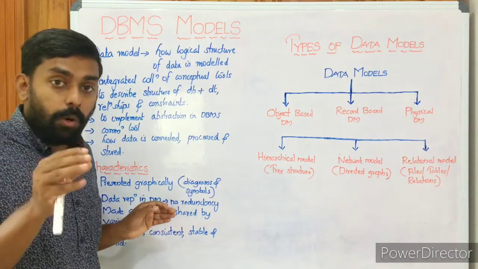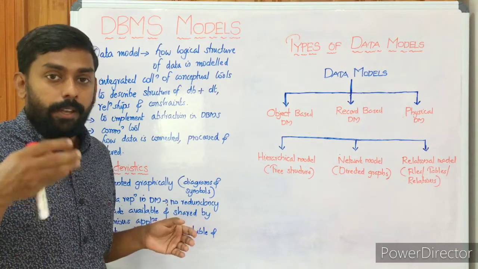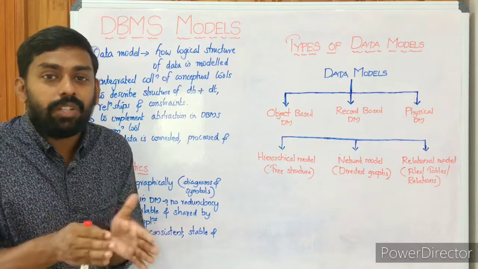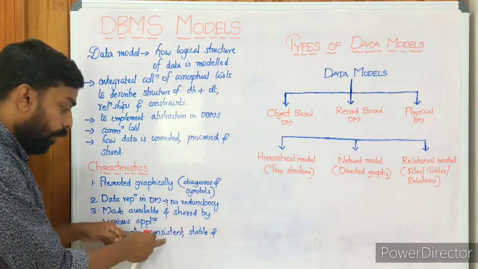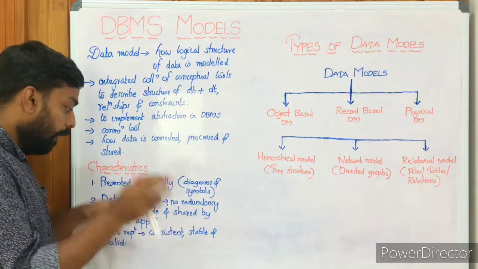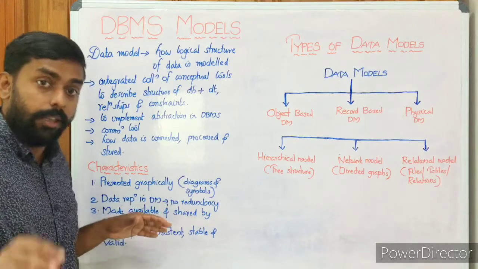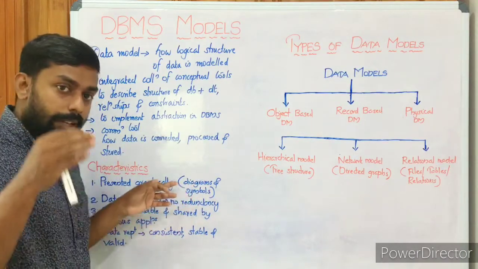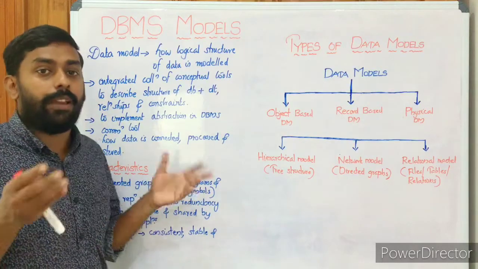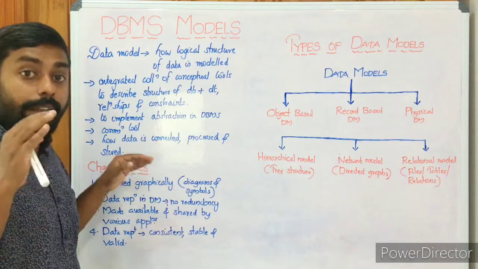Because, as I told you, developing the data model is the initial stage. So in the initial stage itself, we have to ensure so many things: it should be consistent, stable and valid, it should be made available and shared by all applications, and it should have no redundancy. And of course, it's a pictorial representation, so it's represented graphically, using diagrams and symbols. So these are the four basic characteristics of data models.